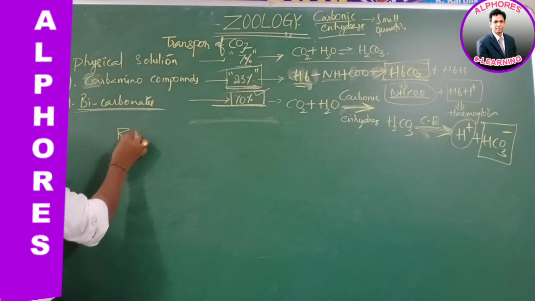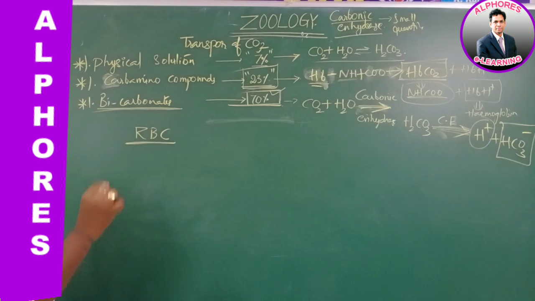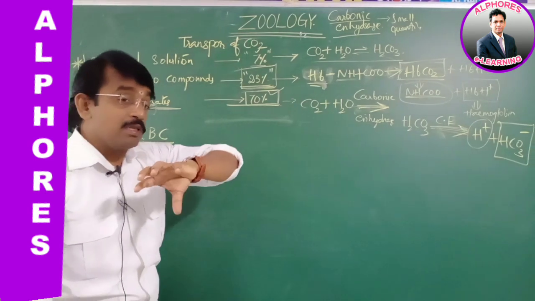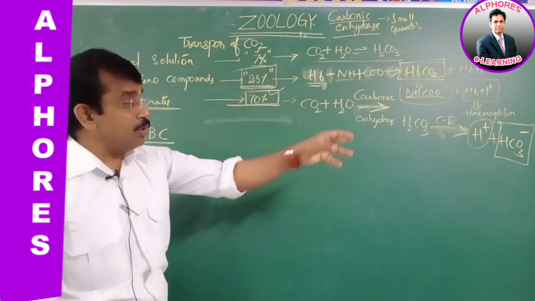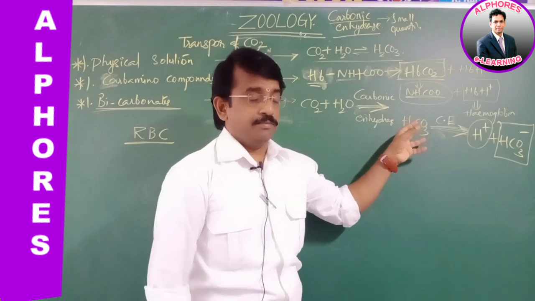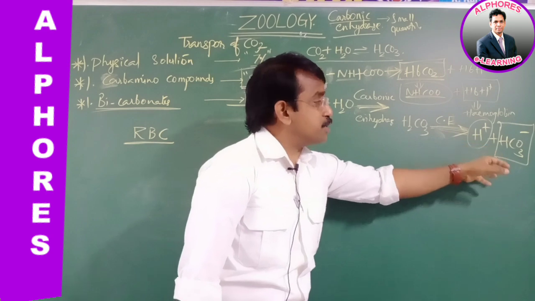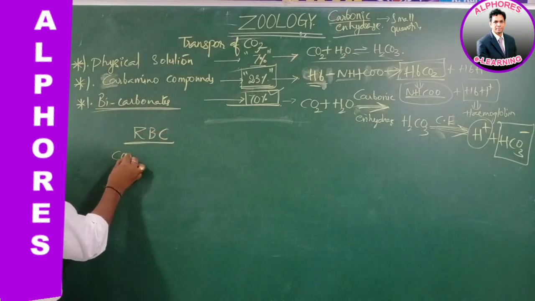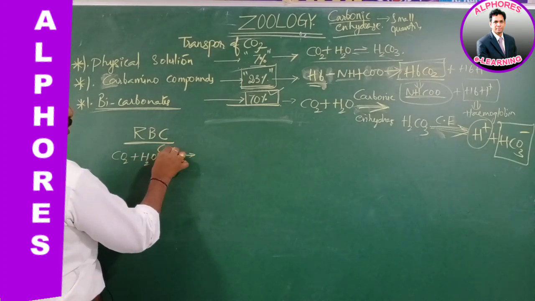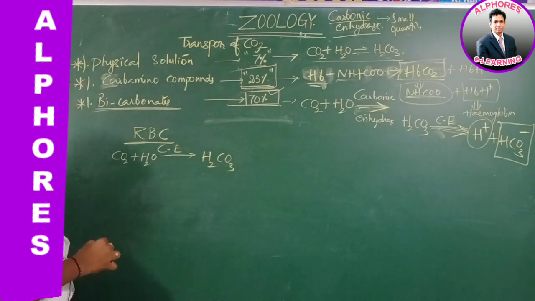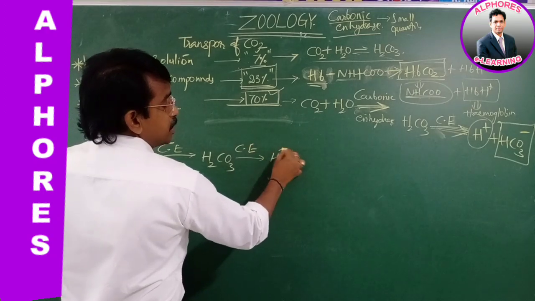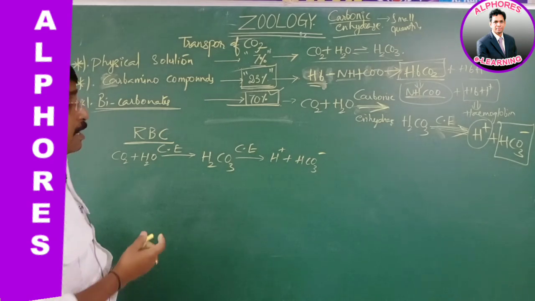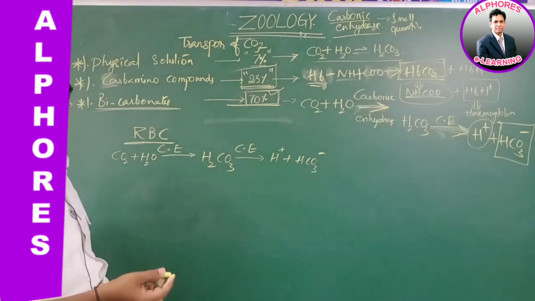Let's go for the further description. This is the RBC, where the content of carbonic anhydrase is more when compared with the plasma. The more the carbonic anhydrase, the more the formation of carbonic acid, right? Yes. And the more it breaks down into H plus and HCO3 minus. So in RBC, CO2 plus H2O in the presence of carbonic anhydrase forms H2CO3, which further breaks down into H plus and HCO3 minus. In RBC, potassium cations are present, and hemoglobin is present.